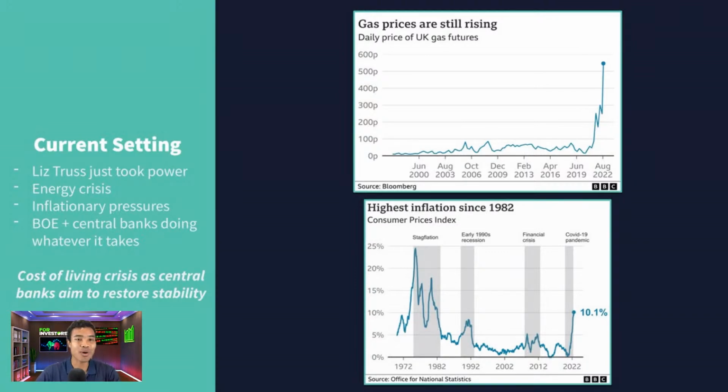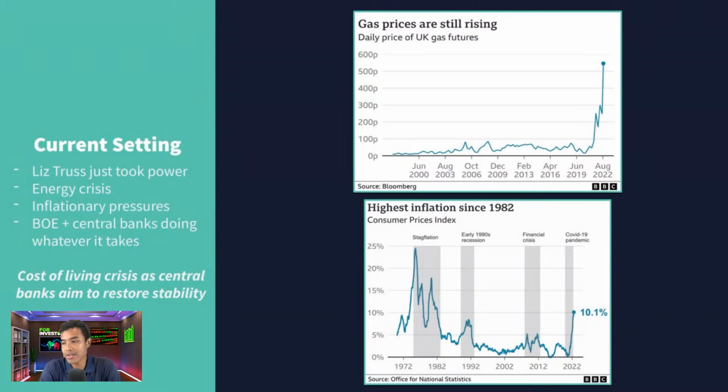But let's talk about what is actually happening. So, when we take that step back, as we know, Liz Truss has just taken power. Obviously, Boris Johnson resigned, so we've got a new leadership. But we also know Europe in particular is undergoing an energy crisis, which has flowed through to the rest of the world. As we saw with Nord Stream over this past period, it's yet to be resolved. Energy prices continue to soar, and obviously the UK has not been immune to that.